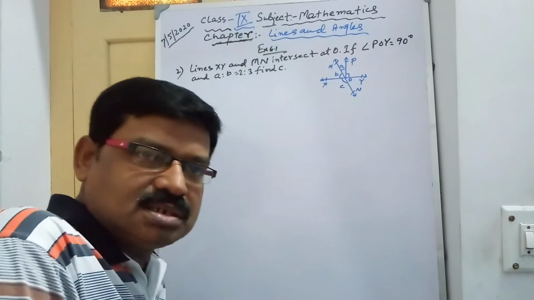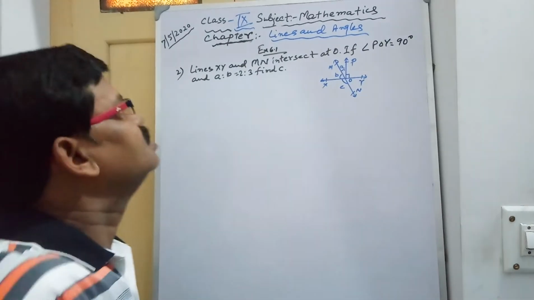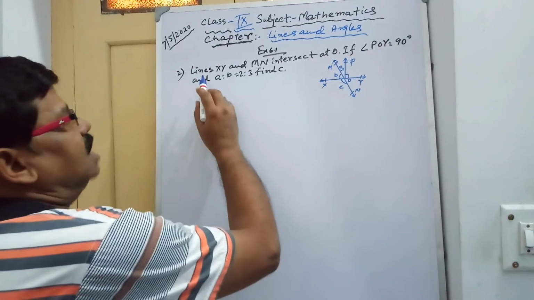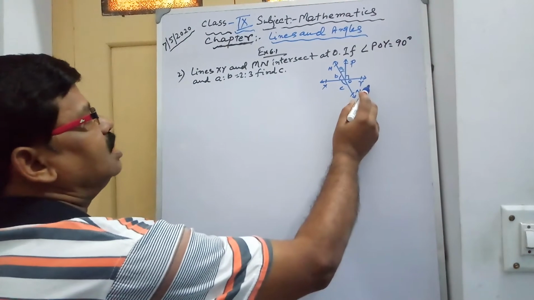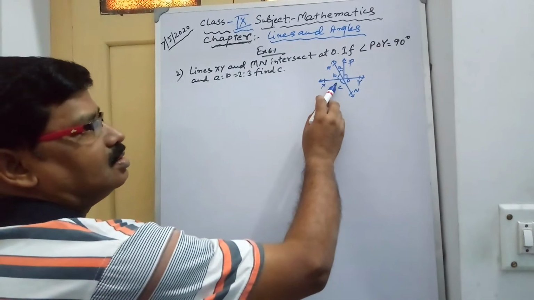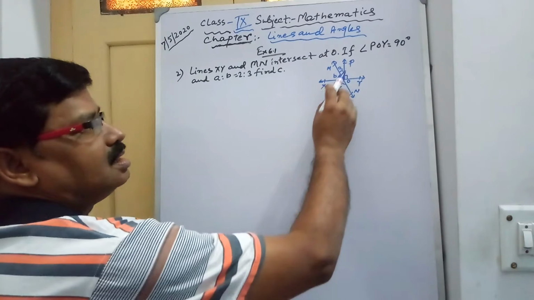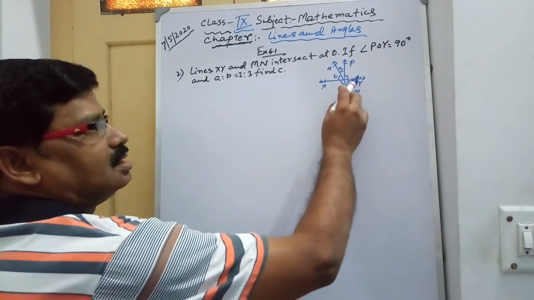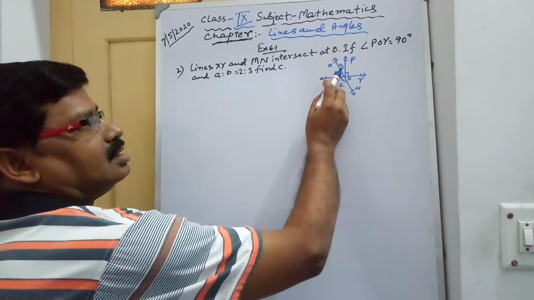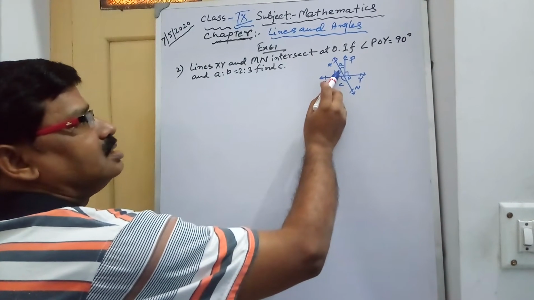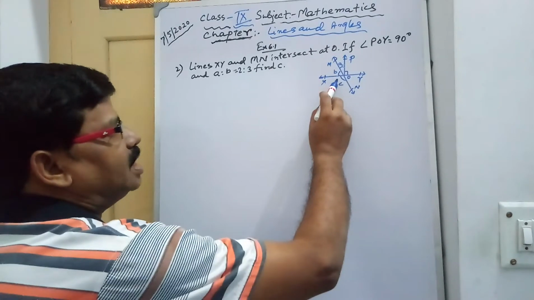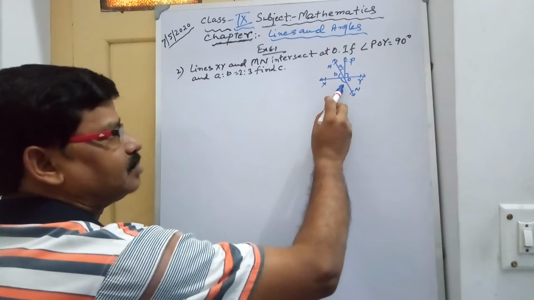Yesterday, I started exercise 6.1. Already one sum is discussed. Now we start the second sum. The question is: lines XY and MN intersect at O. If angle POY is 90 degrees and the ratio of these two angles is given, that is 2:3, then find angle C.